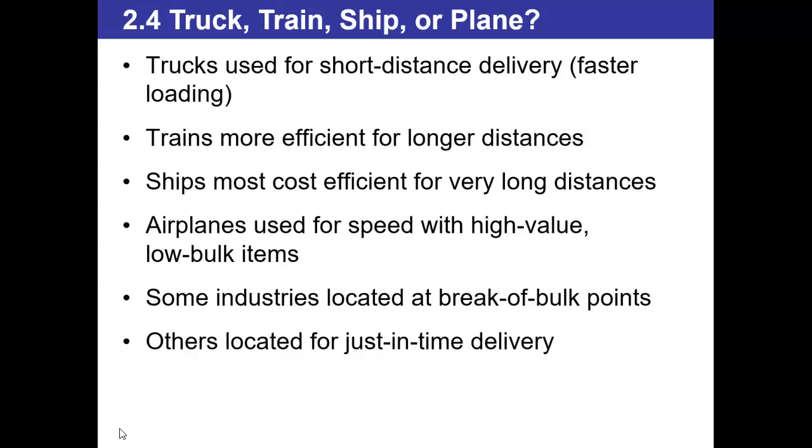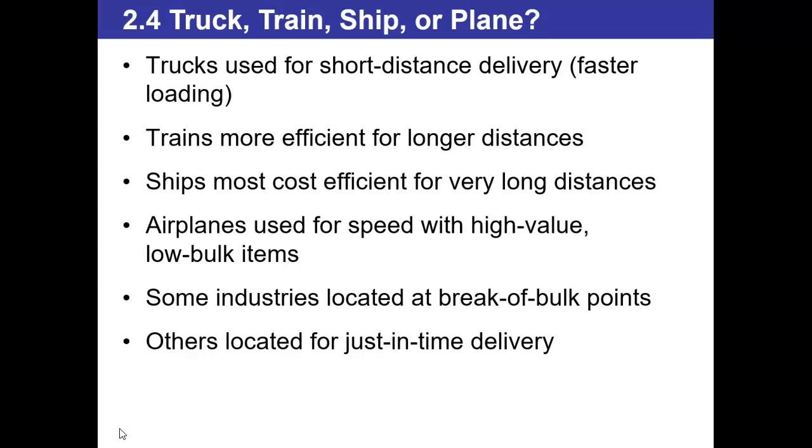Some industries are located at break of bulk points, and others are located for just-in-time delivery. Industries that are located at break of bulk points typically have the transportation method split into two or more different methods. So for example, something can be transported from a different country across the sea by ship, and then later be transported to a different place of market within a region of a country by truck.